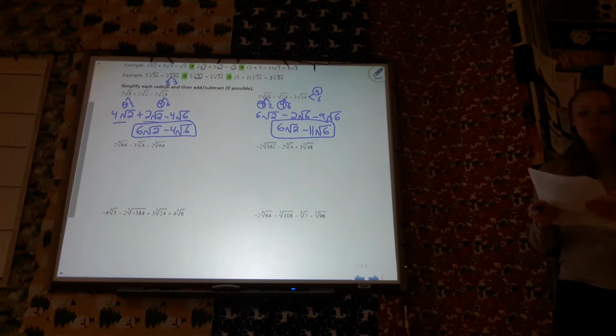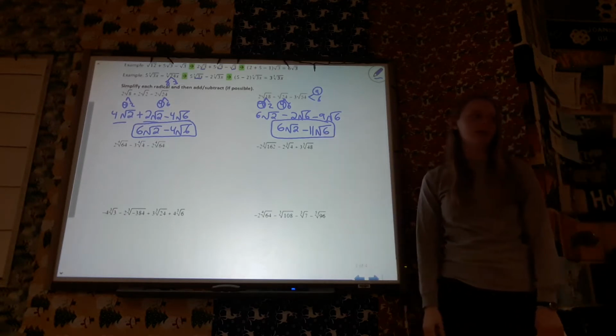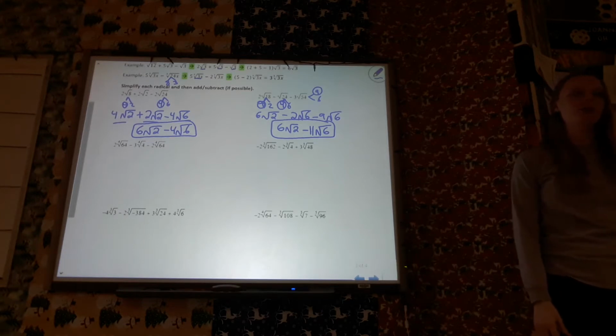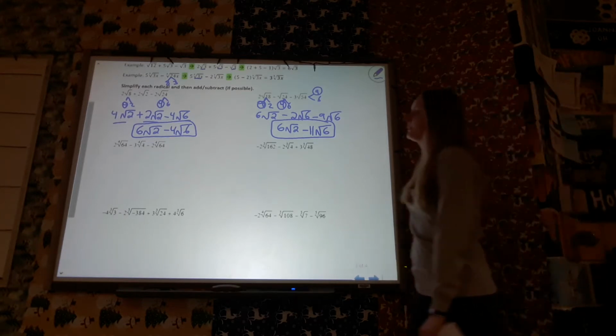If you put it to the right, then you just like plus 6 square root. You would have to have negative 11 square root of 6 plus 6 root 2. I don't know why you do that. Usually write it in the same order as it was presented.